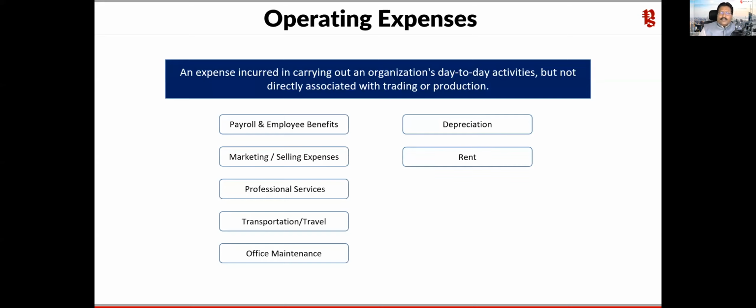And then comes your rent. Right, so if you are taking a office or factory on rent, then you have to pay rent on a periodic basis.